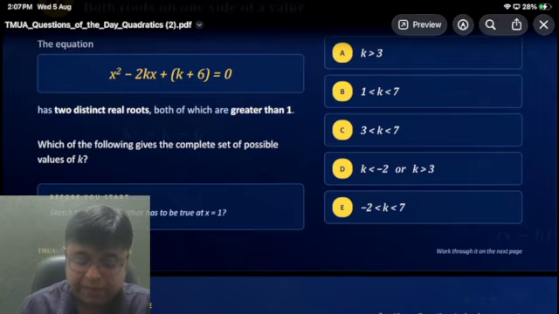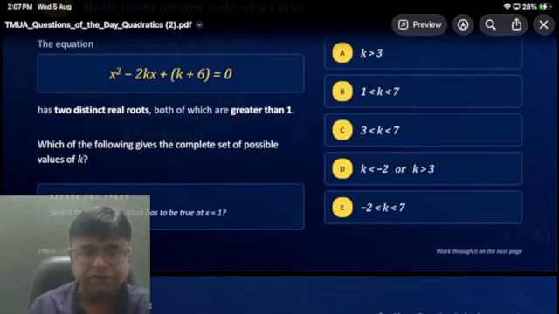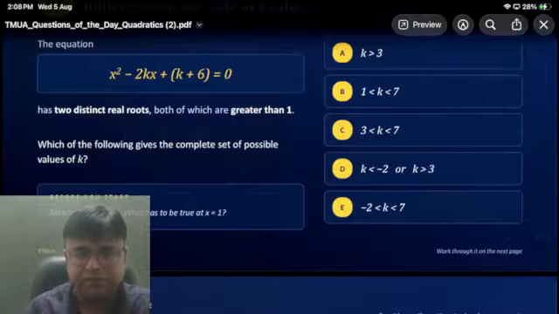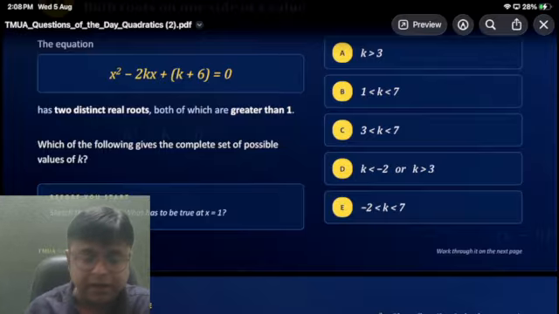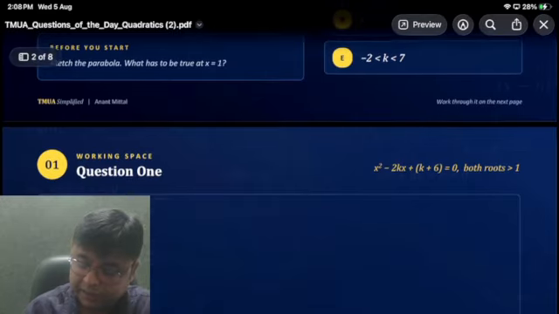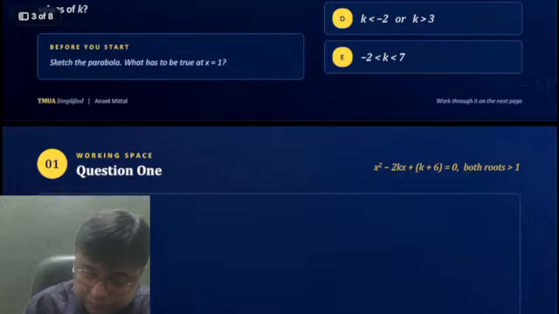It says that the equation x square minus 2kx plus k plus 6 is 0 has two distinct real roots, both of which are greater than 1. Which of the following gives the complete set of possible values of k? So options are given, the five options. Now, if you look at this question, it's a classic case of using discriminant. If the roots are distinct, then the discriminant needs to be greater than 0. So let's put the discriminant greater than 0.